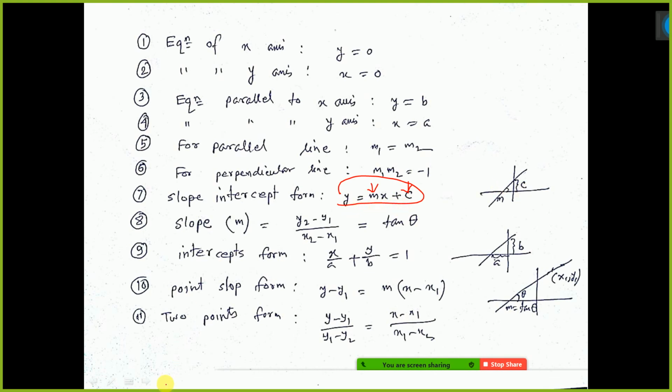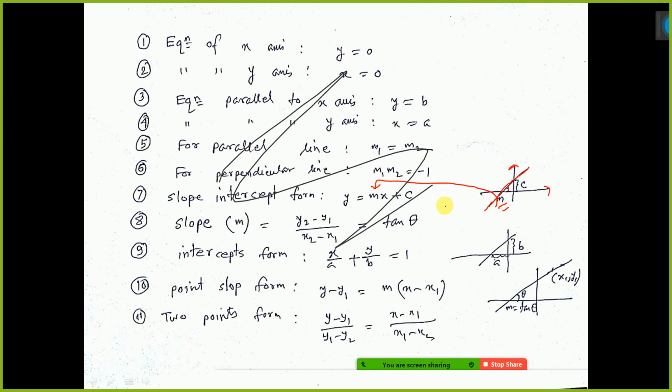Here the diagram is drawn. In this diagram you see that this is the coordinate axis, x axis, y axis, and this is our required line. Here this theta is given, so easily we can get M. And this is C, this length, this distance is C. That means from the origin up to where the line cuts the y axis, that length is called C.